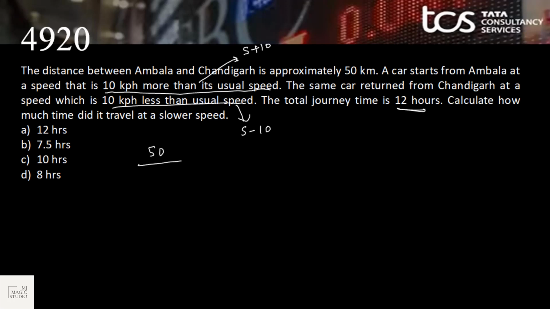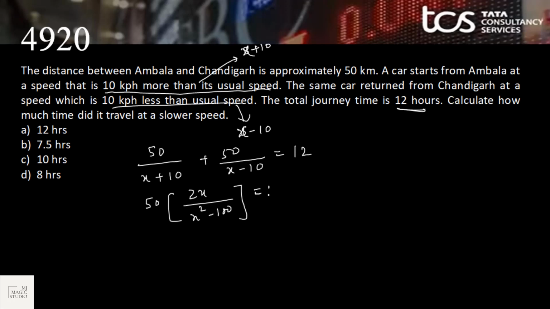That means 50 by, let me take it X, X plus 10, plus 50 by X minus 10, is equal to 12 hours. Calculate how much time it travels at a slower speed. We need the value of 50 upon x minus 10. We need to just solve it. Equation. Fine. 50 times x minus 10 plus x plus 10 is 2x upon x square minus 100.